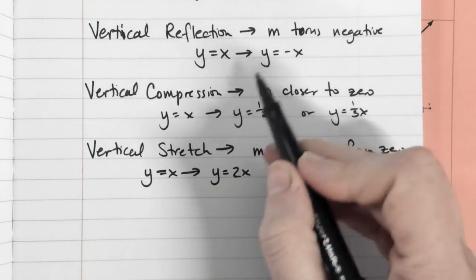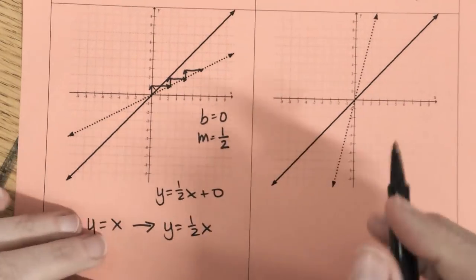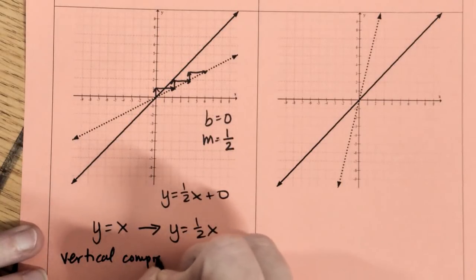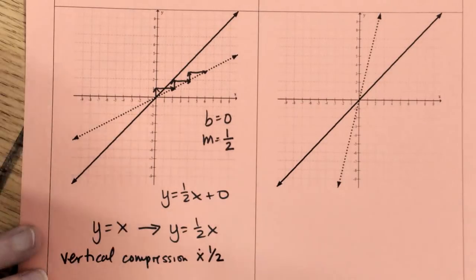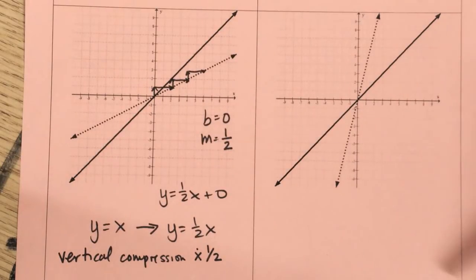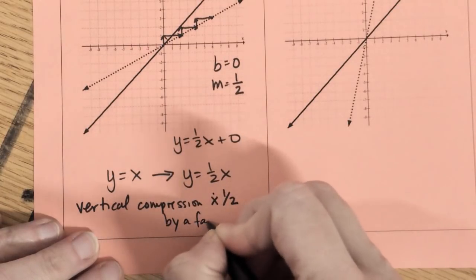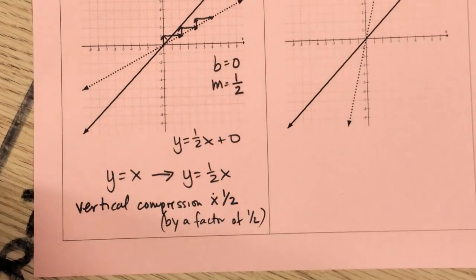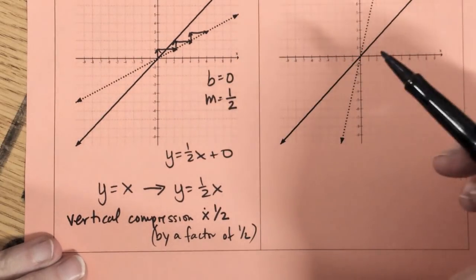Okay, and if I look at my notes, I can see that as my slope gets closer to 0, I have a vertical compression. Now, this is the thing I talked to you guys about. Vertical compression times 1/2. That means that my vertical compression is by a factor of 1/2. You might see it like that, times 1/2, or you might see by a factor of 1/2. The slope tells you how much it's compressed. It's like your scale factor.